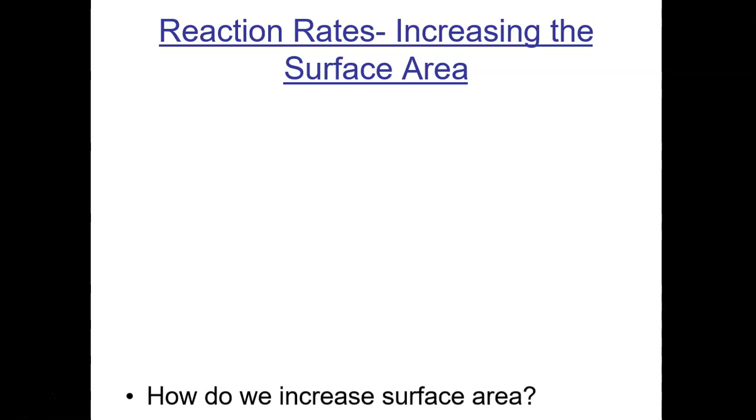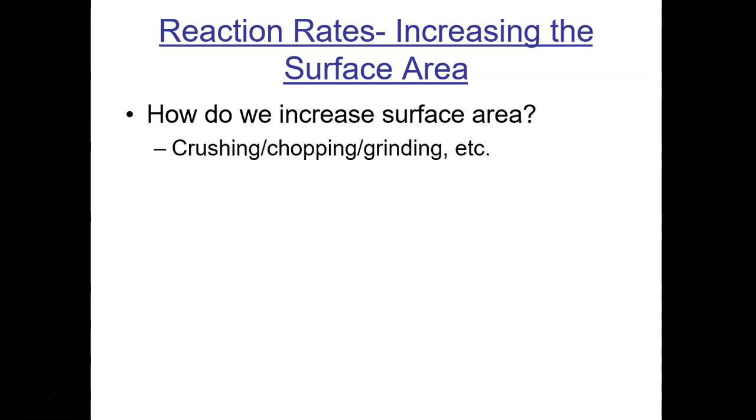Okay, now, we can also change the surface area to affect the rate. So first of all, how do we increase the surface area? We can do this by crushing, chopping, grinding, etc. Basically, we're taking a large piece of something and breaking it into smaller pieces. The verb you would use would just depend on the substance you had.